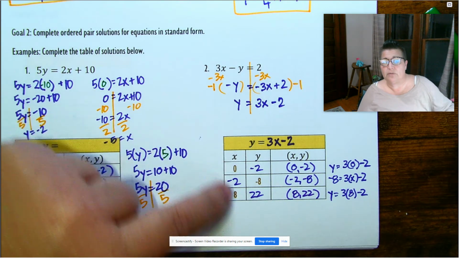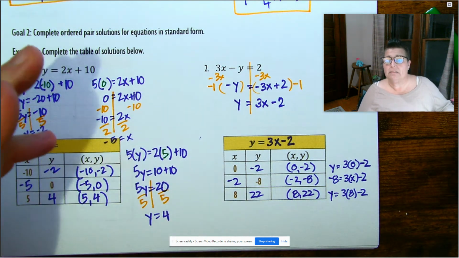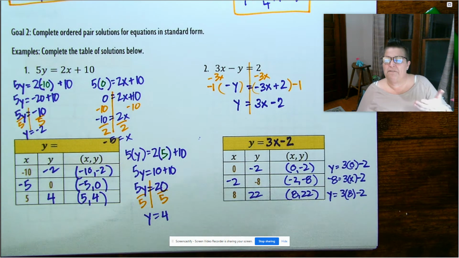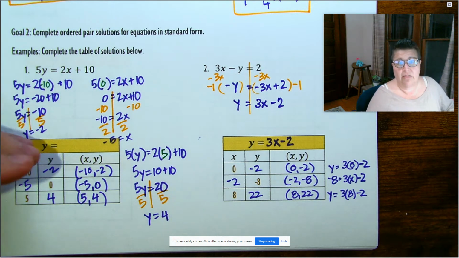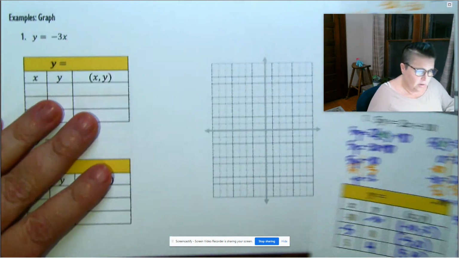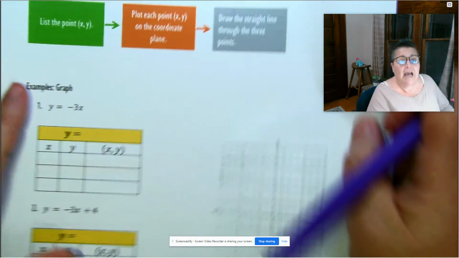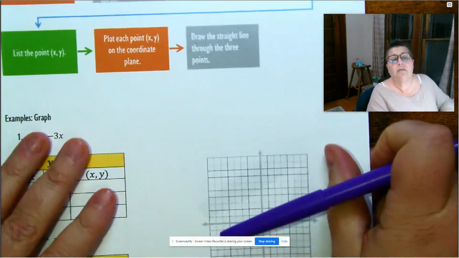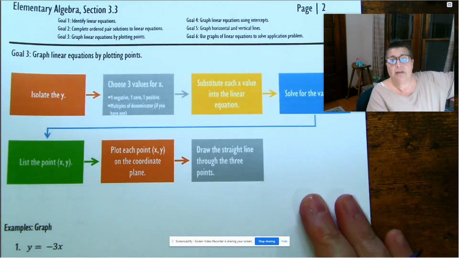Do you see how this was faster than this one? Both are correct. This one's just a little bit more efficient, particularly if you have some strength in mental math, right? Okay. So the next thing we want to kick this up to is, how do you use the table to plot some points and graph a line?